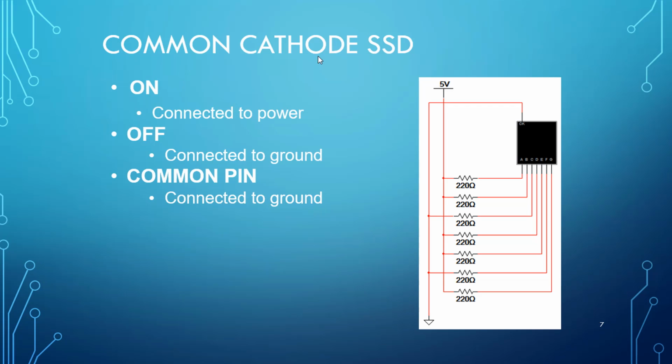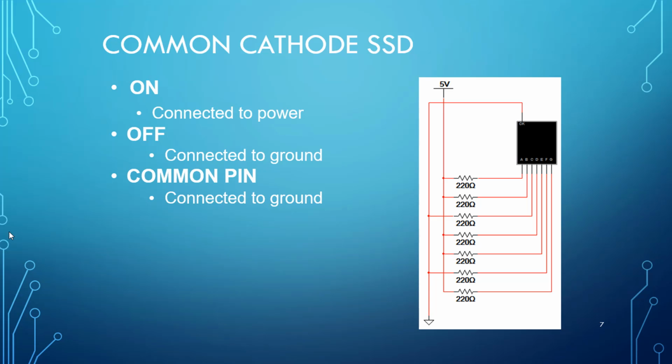Alright, so picking back up with common cathode. Remember, in common cathode, the segments are on when they're connected to power. Segments are off when they're connected to ground. And our common pin on our display is going to be connected to ground. This is the one that we're primarily going to use in class. In this instance, all of our segments are connected to 5 volts except for our C segment and our F segment.